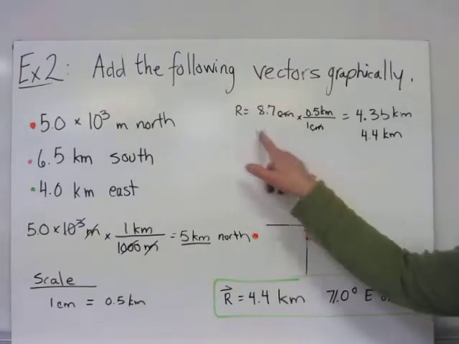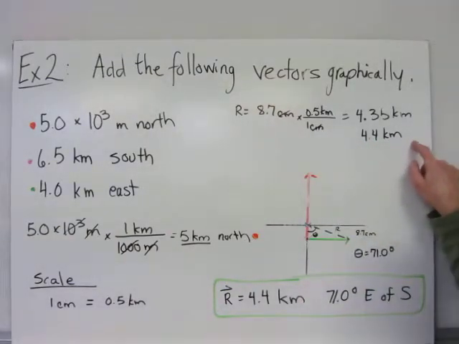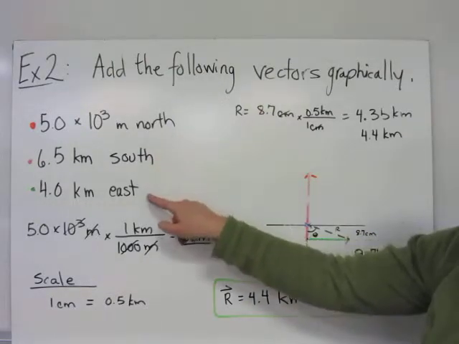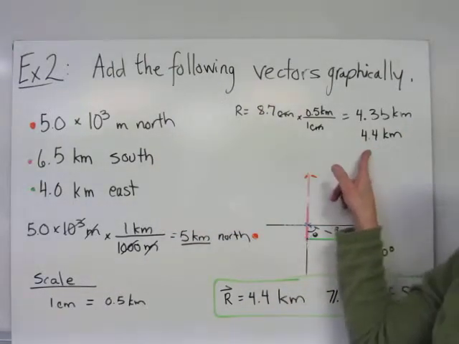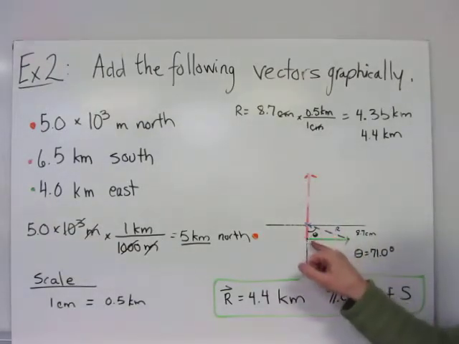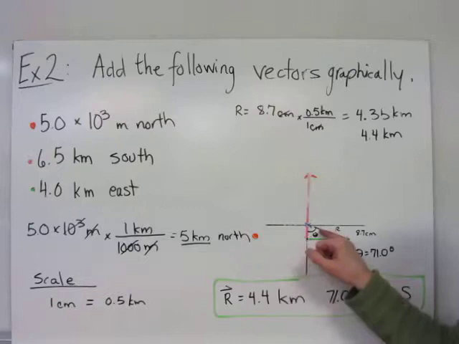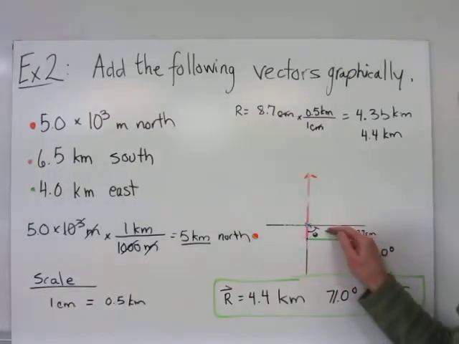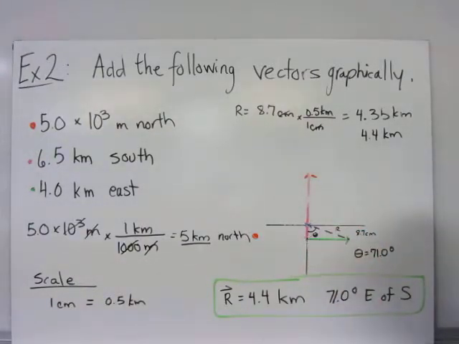I converted that back into kilometers. Because of my sig figs, I only have 2. I rounded to 4.4 kilometers for my magnitude. The direction, I need to know the angle, and I chose to read this interior angle. I could have read the angle from the x-axis.